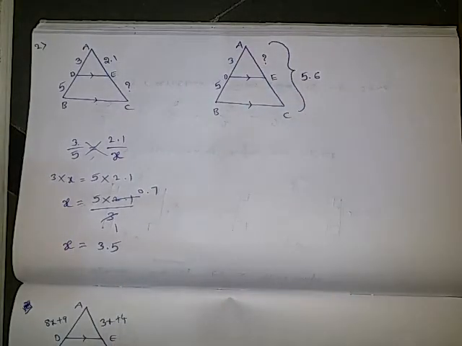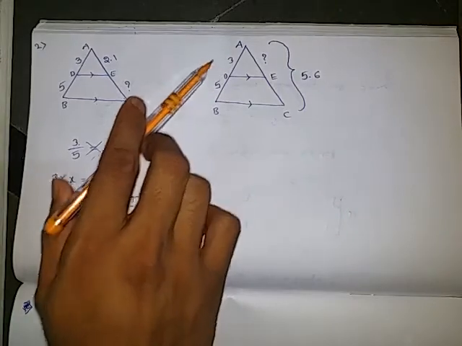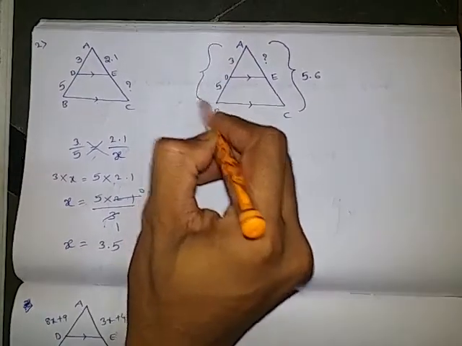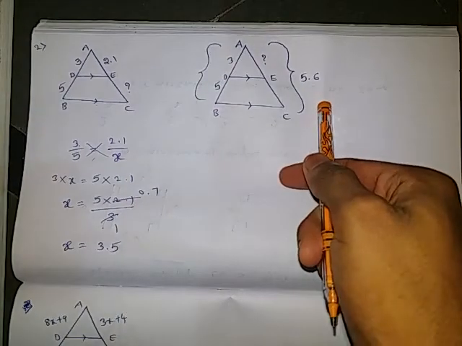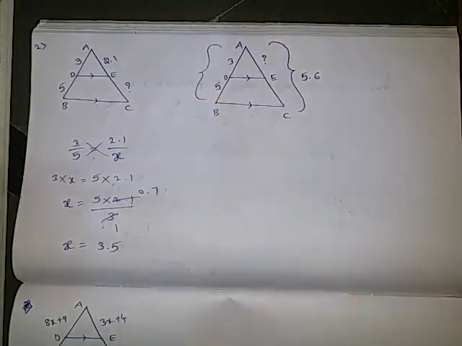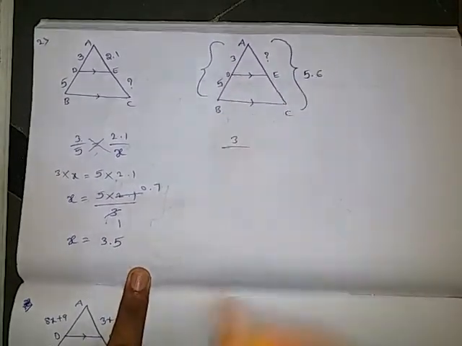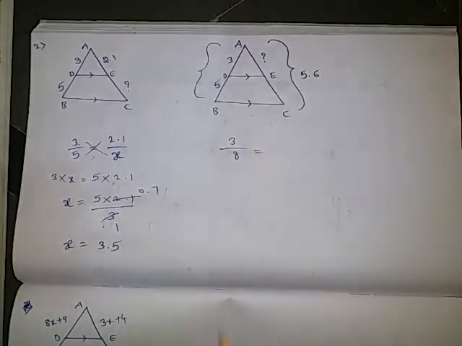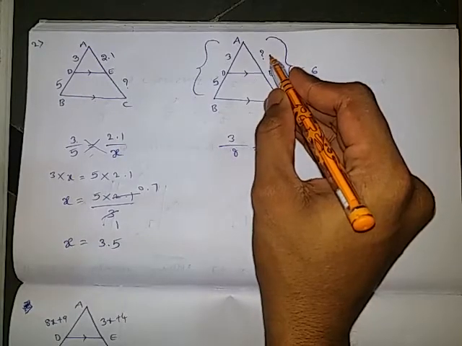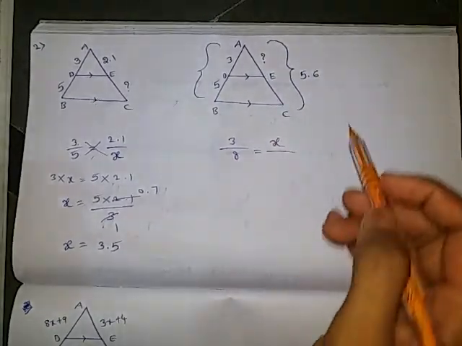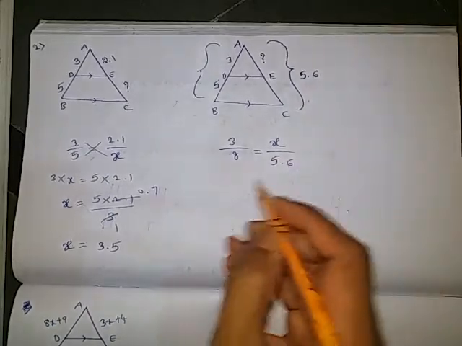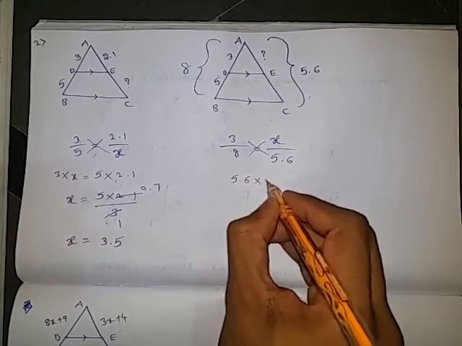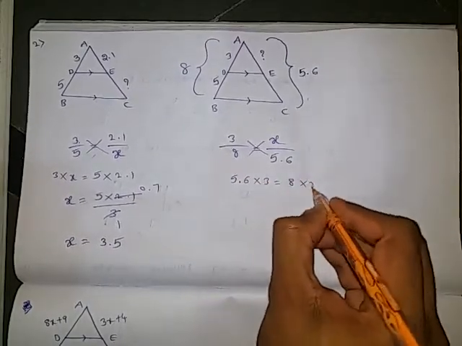So small change we need to do, that is, instead of taking upper 1 by lower 1, let us take upper 1 by total, because right side we have total value, so left side also let us take the total only. Now upper 1 is 3 divided by total 3 plus 5, 8. That is equal to upper 1 some missing value, so that is x divided by total 5.6. Here total is 8. Let us cross multiply. 5.6 into 3 is equal to 8 into x.